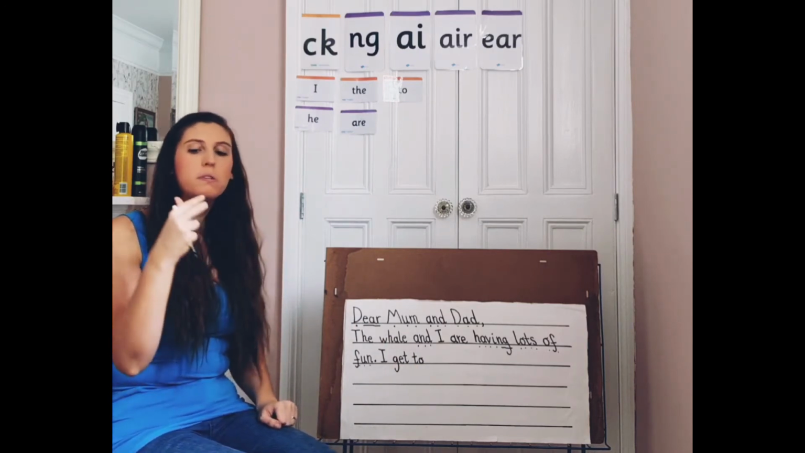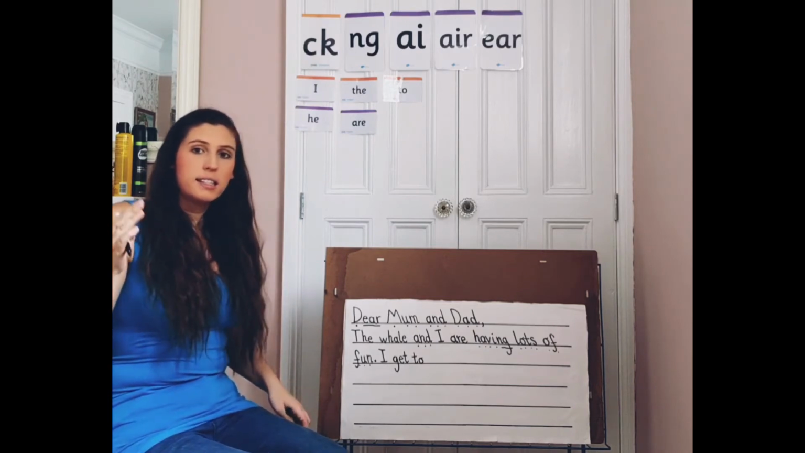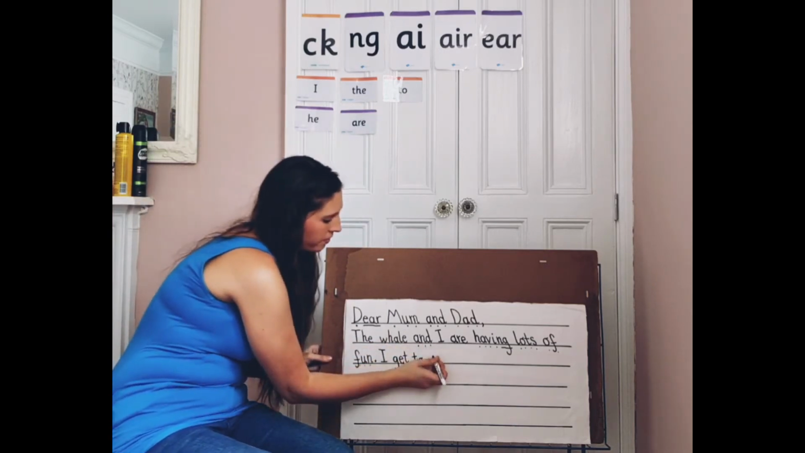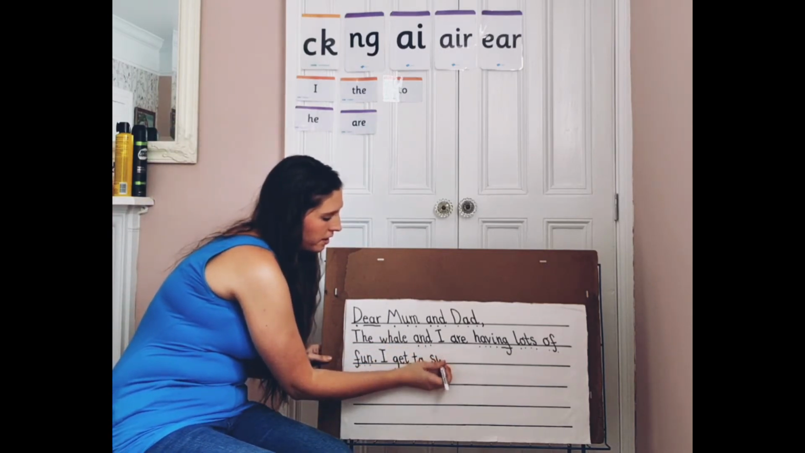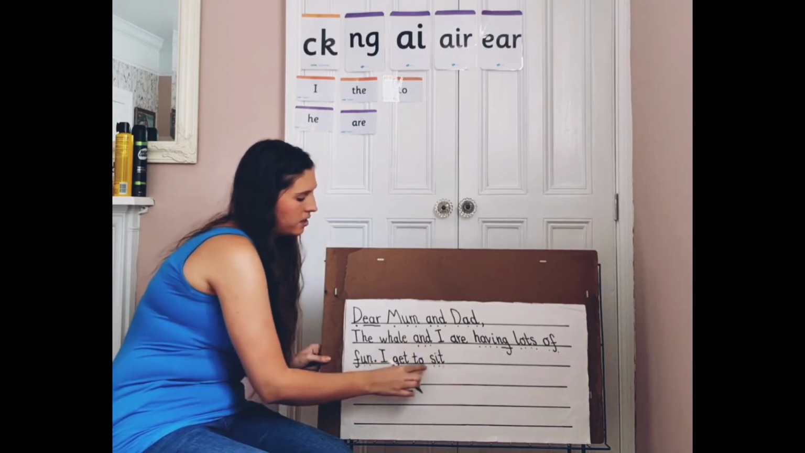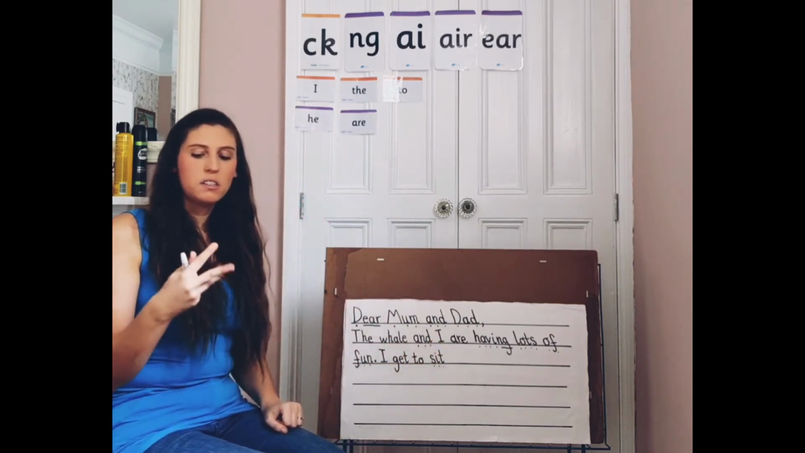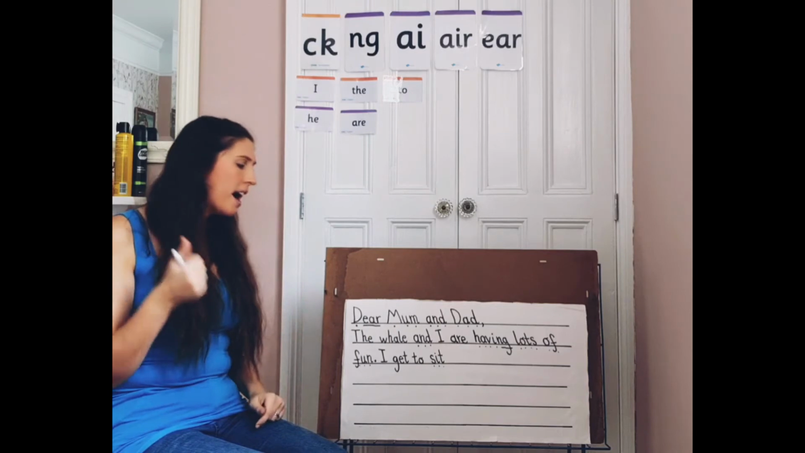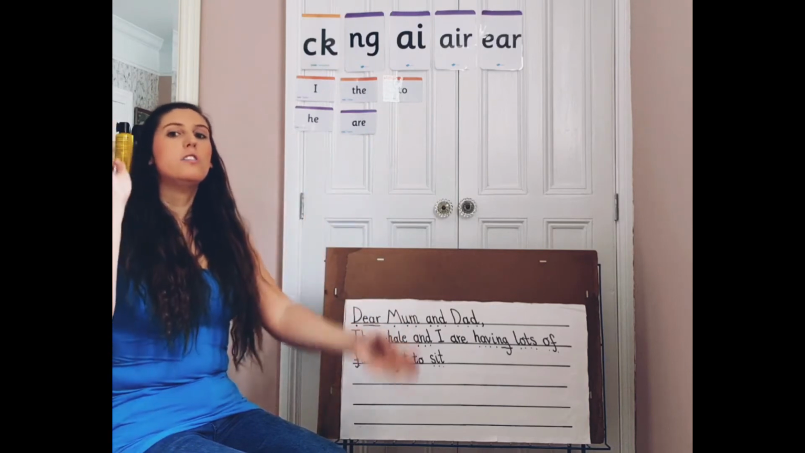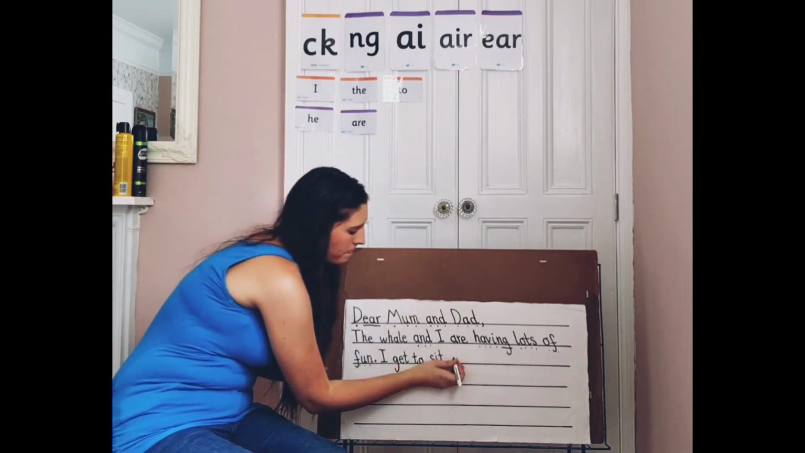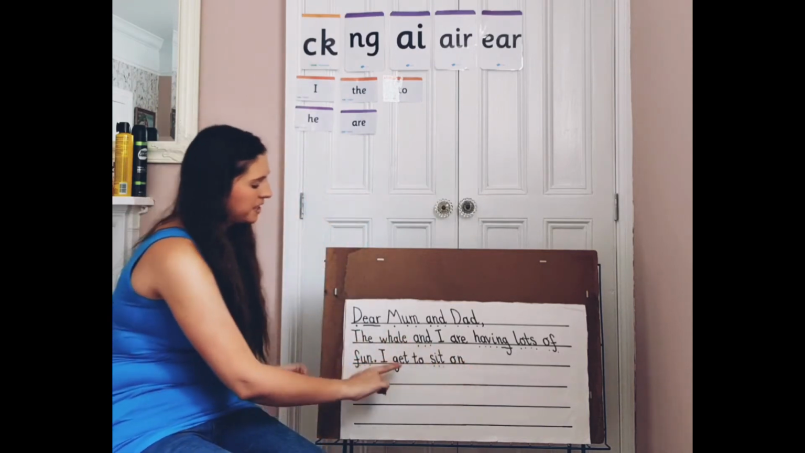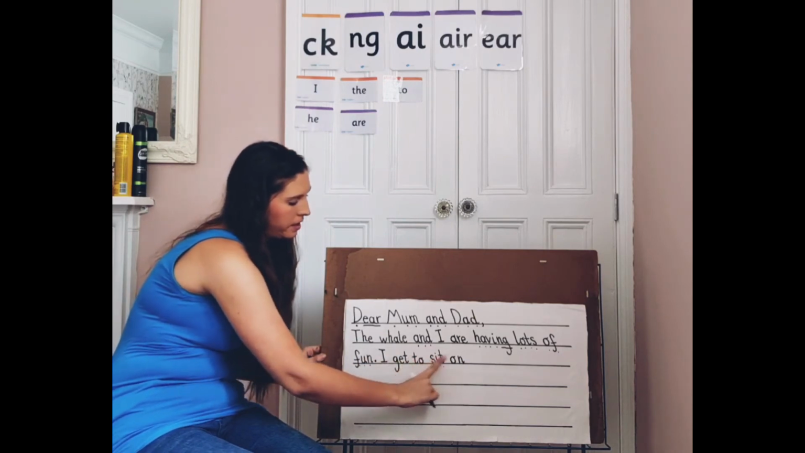I get to sit. So the next word is sit. So let's sound it out. Sit. Like that. I get to sit on his tail. I get to sit on. So the next word is on. Remember to keep leaving those finger spaces between each word.